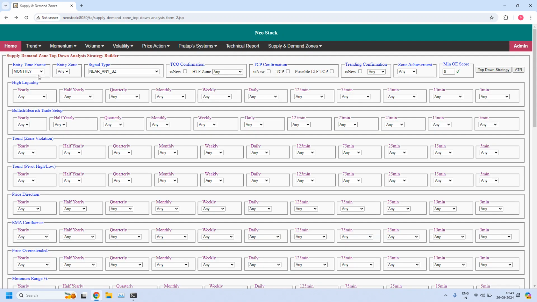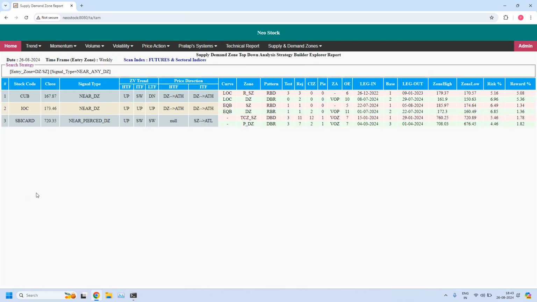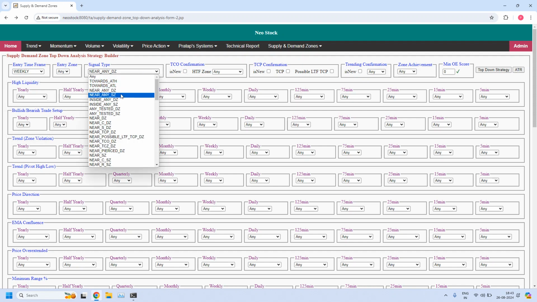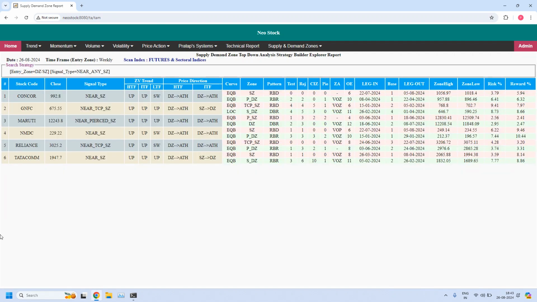Next time frame is weekly. So let us find the stocks near the weekly demand zone. 3 stocks are filtered near the weekly demand zone. Next, for the weekly time frame, let us find the stocks near the weekly supply zone. 6 stocks are filtered near the weekly supply zone.